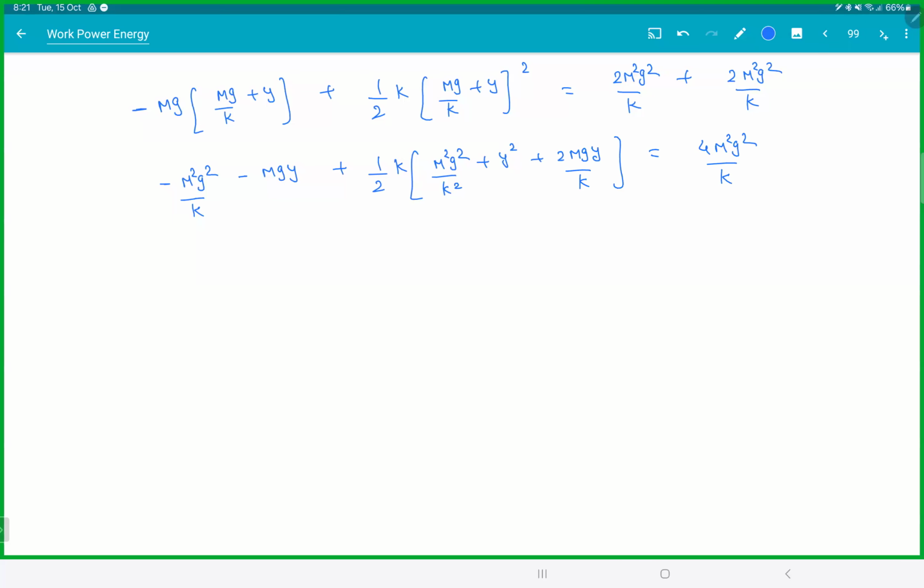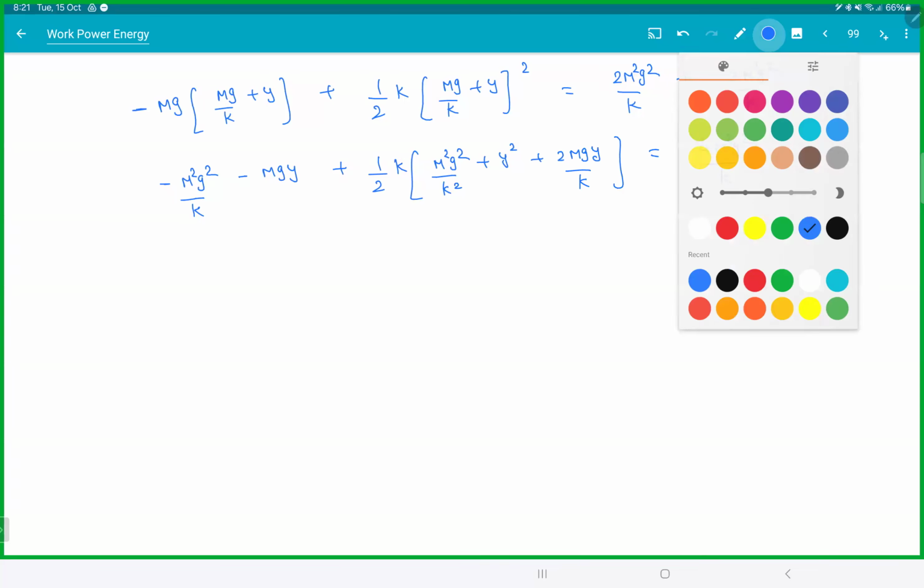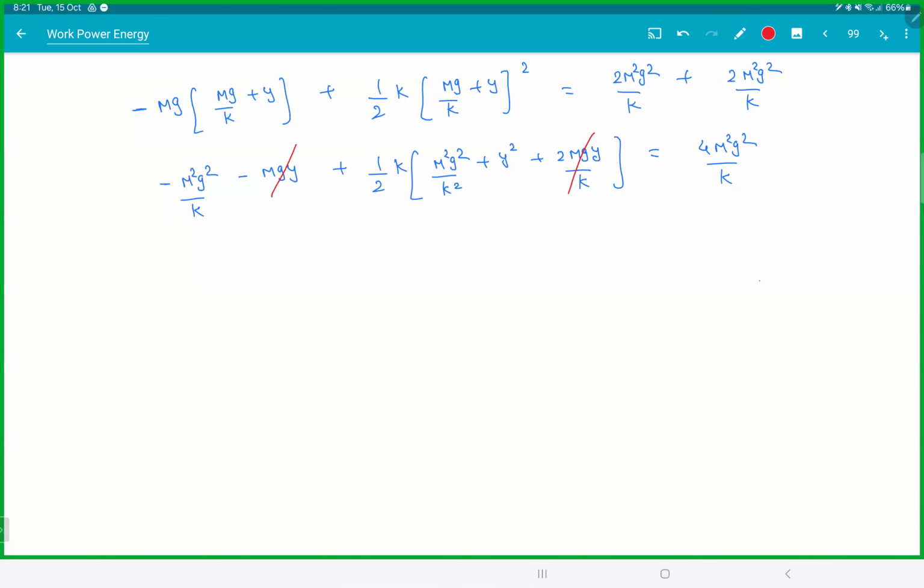This would be mgy, this term, and this term cancels off. And then this would be half k y square. When it goes that side, that will be 4 plus 1, 5. And this is a half here. That is minus half. So 4 plus half is 9 by 2 m square g square by k. You will get y is equal to 3mg by k.